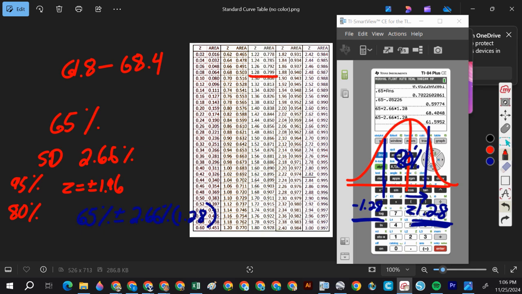All right. So the next question asks, how about a 90% confidence interval? So I'm going to go to my table, find 90%. And it's 1.64, yes.